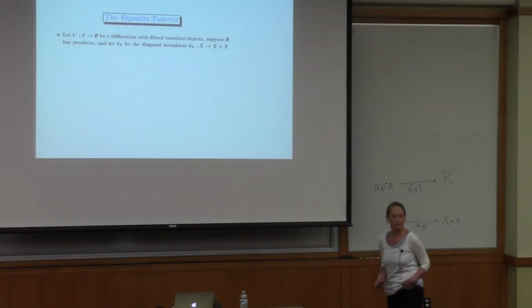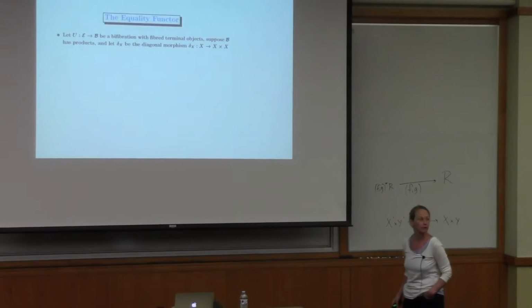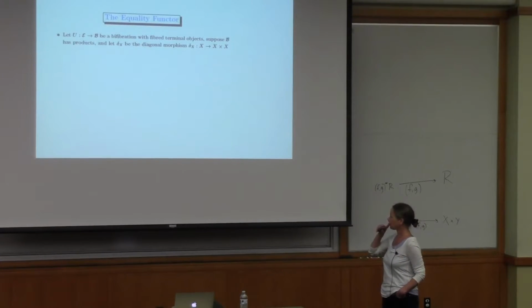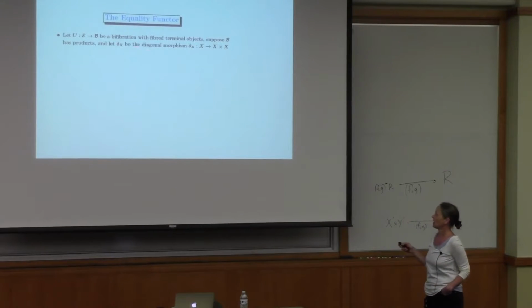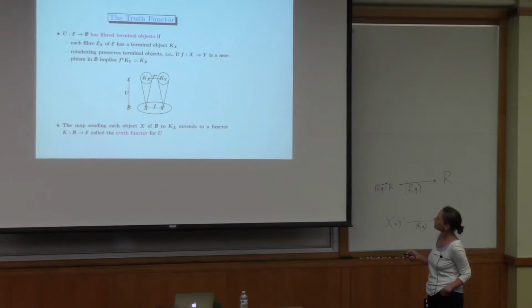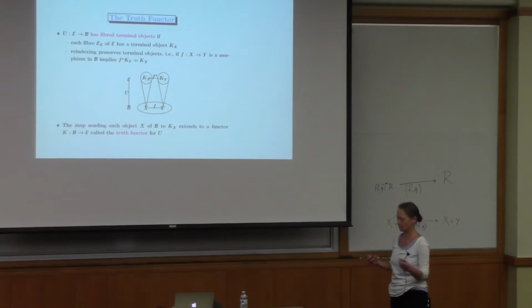Okay. All right, so once I have this truth functor, I can make an equality functor. So, okay, suppose I have a bifibration and I have all those truth functors sitting around. Oh, I forgot to talk about this part. Yeah, so the reindexing has to preserve fibrational objects. Like I said, my f star has to map the truth functor for y over y to the truth functor over x if f maps x to y. So things have to hang together in a nice way.